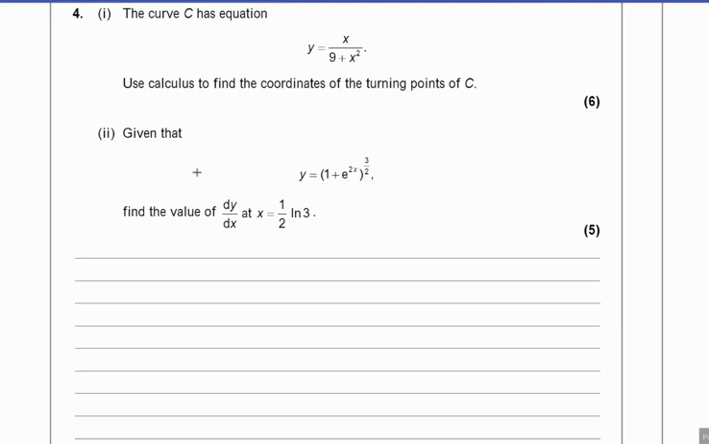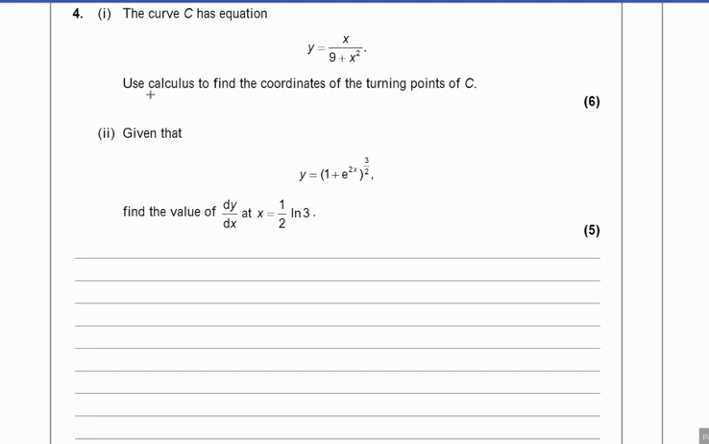Welcome back to another video where we are looking at exam questions on differentiation. So, here we have this question. The curve C has equation y equals x over 9 plus x squared. Use calculus to find the coordinates of the turning points of C.